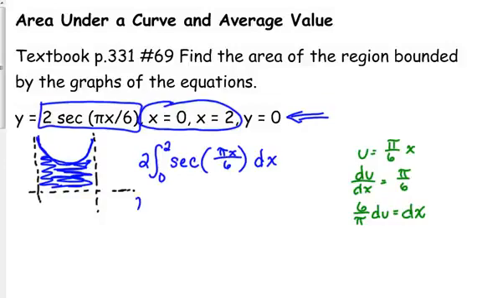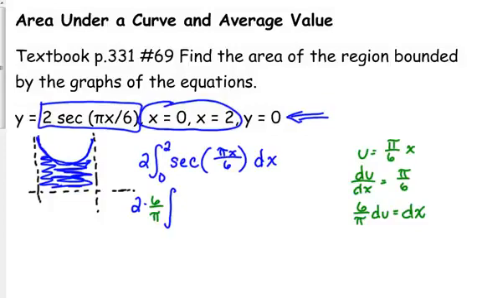Let me try and keep this color coordinated here. So the 6 over pi goes in front. Now, something that we can do, we can adjust our limits so that we don't have to worry about plugging it back in. All right, so if we plug in 0 into our u, pi over 6 times 0 is still 0.